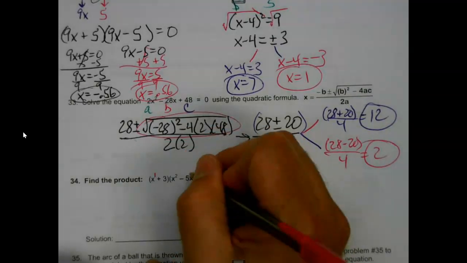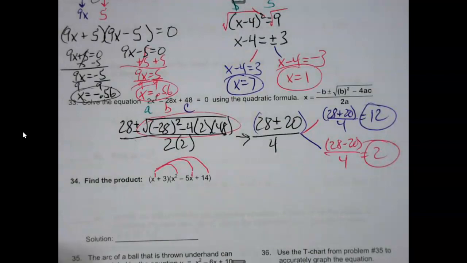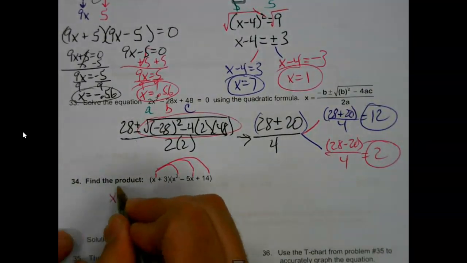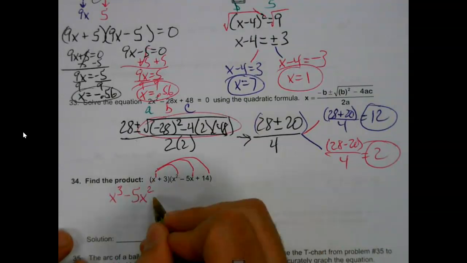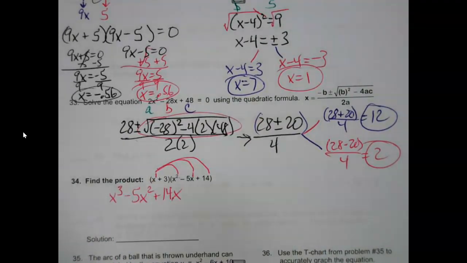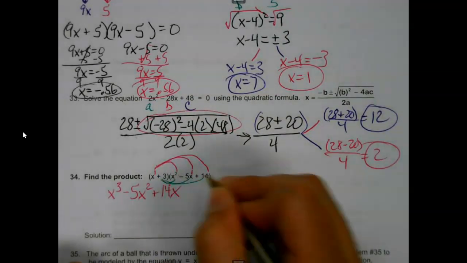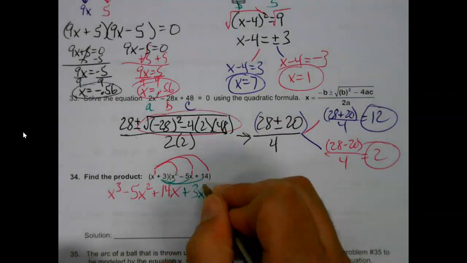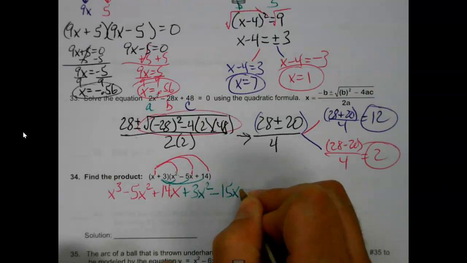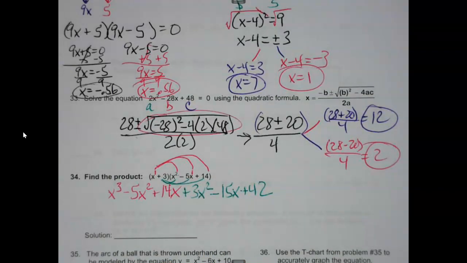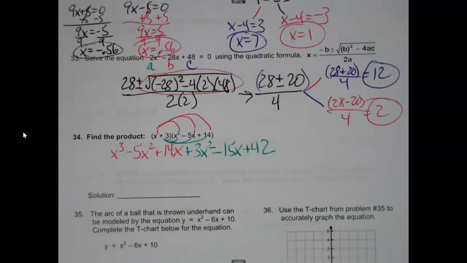All right, get my little ones in here. We're going to distribute the x through first, adding our exponents. So x to the third, minus 5x squared, plus 14x. And down here, we're going to distribute our 3 through: 3x squared, minus 15x, plus 42. And now it's just a big game of combine like terms, starting with the biggest exponent, though.